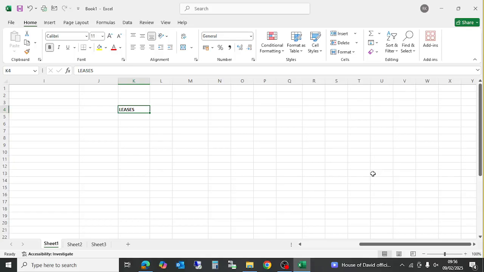Today I wanted to do a brief summary of leases according to International Financial Reporting Standard number 16. Let's start with the definition. A lease is like renting something big, like a car, office space, or equipment, but for a long time. Instead of buying it outright, you agree to pay for its use over months or maybe over some years.